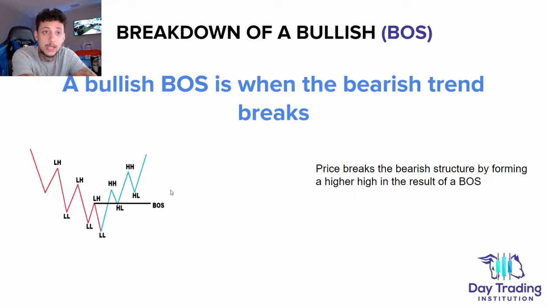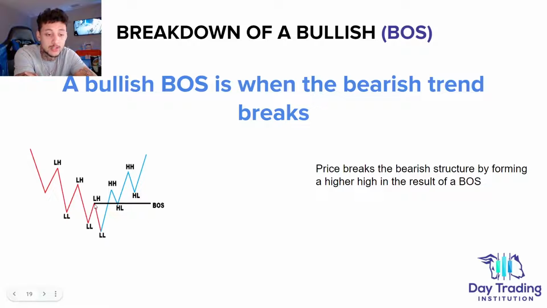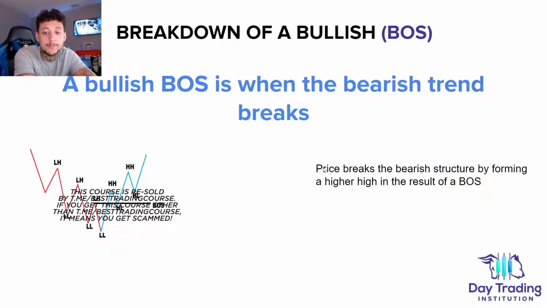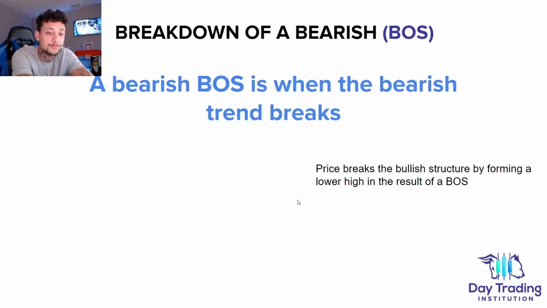There can't be a break of structure if price breaks a previous higher high and makes a new higher high, because that simply means that price is in a bullish trend. But in this situation here, where price broke the previous lower high and made a higher high, that is going to be considered a break of the previous lower high and is going to be considered a break of structure. Now, when price breaks the bearish structure by forming a higher high, that is going to be the result of a break of structure.